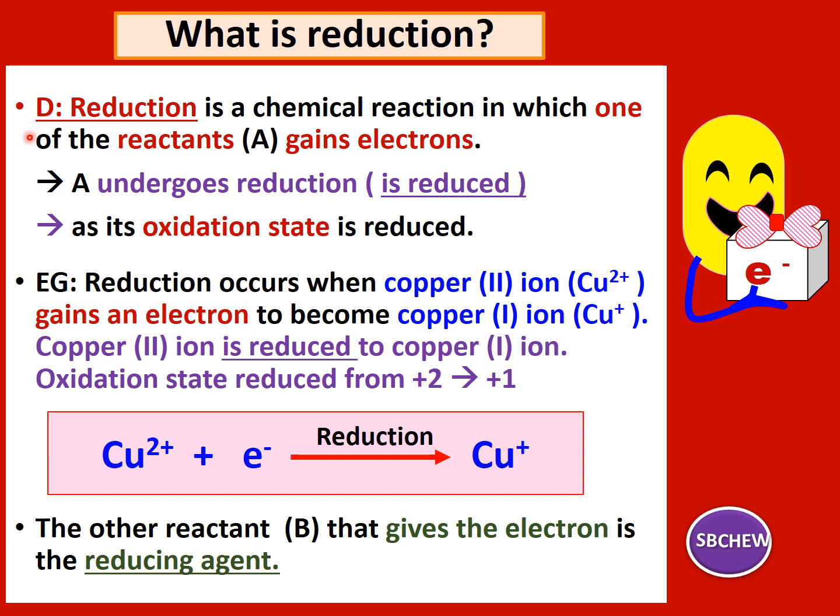Now, reduction is a chemical reaction in which one of the reactants, let's name it A, gains electrons, e minus. So when A gains electrons, we say that it undergoes reduction or is reduced because its oxidation state is reduced. Oxidation state is a term from chemistry, and we are going to explain this in the next part here.